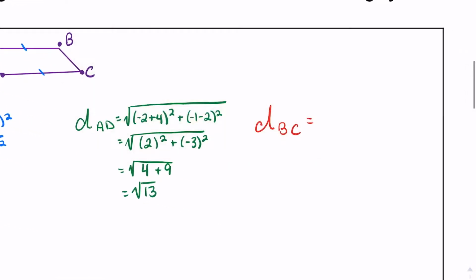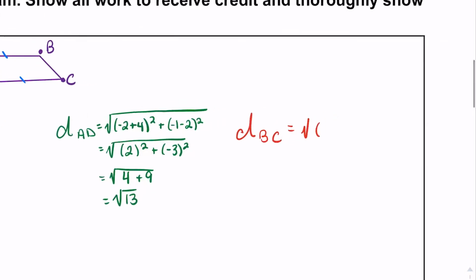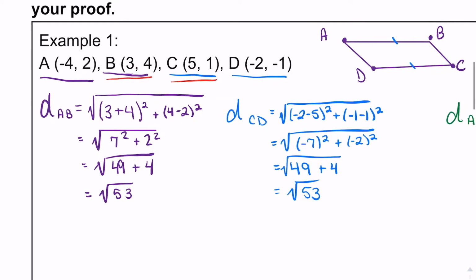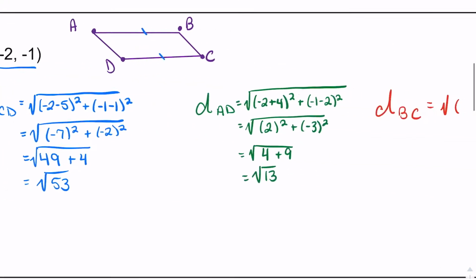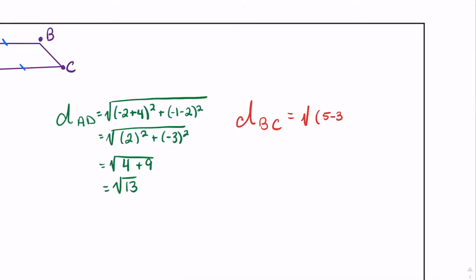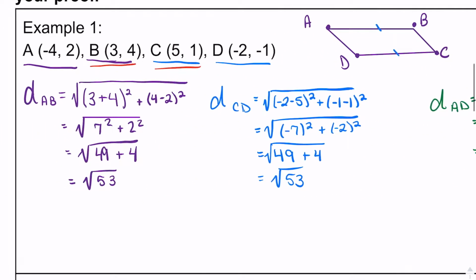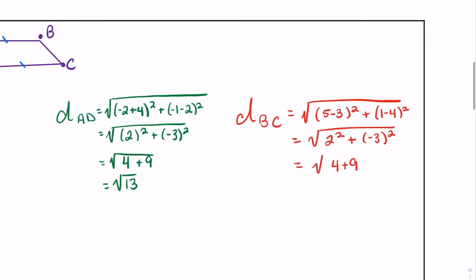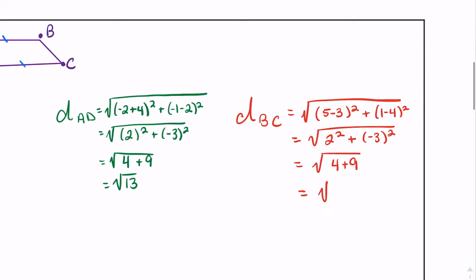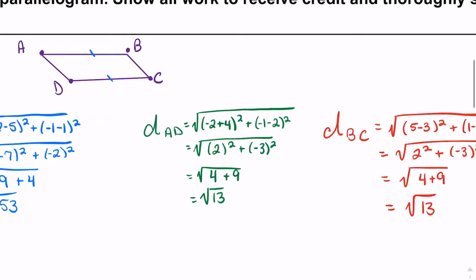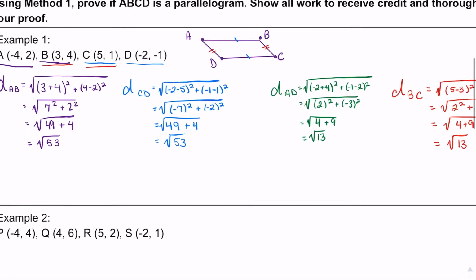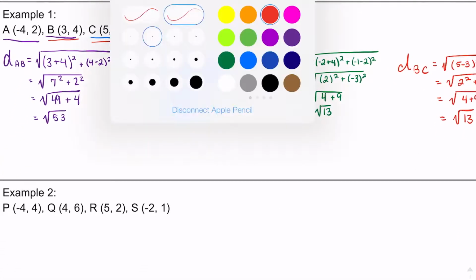Now we want to show the right side. So the right side of our parallelogram will be points B and C. x2 minus x1 will be 5 minus 3. y2 minus y1 will be 1 minus 4. Simplifying, we see that line segment BC is also the square root of 13. So that means that the left and the right are congruent. So that shows that the quadrilateral ABCD is a parallelogram.